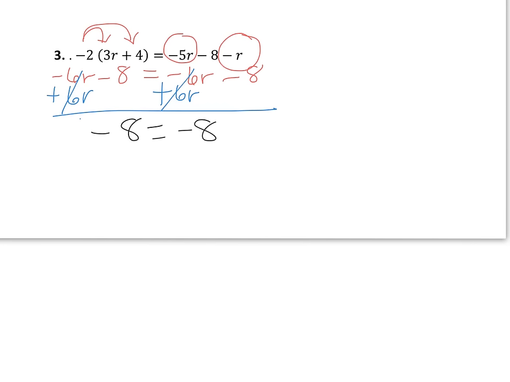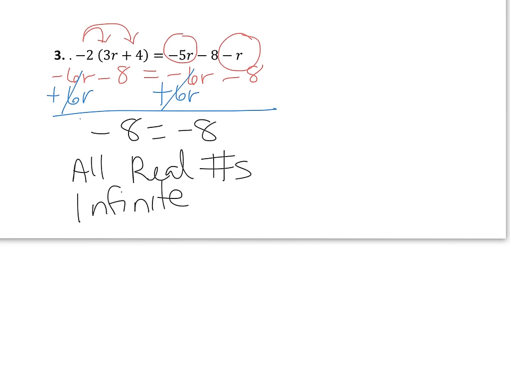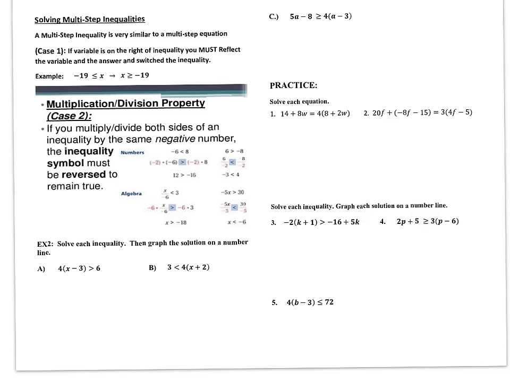And since they both are negative 8, my answer is going to be all real numbers or infinite solutions, because all answers would fit to make our equation true. So any number could be put in for r, and we will have the correct solution. Go ahead and turn your notes over to the back side now.